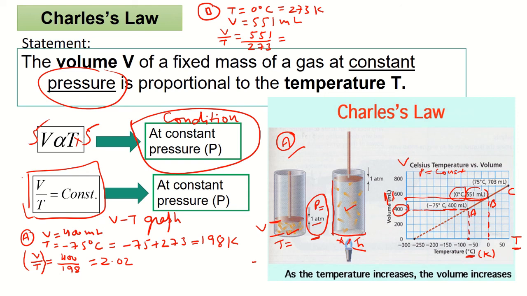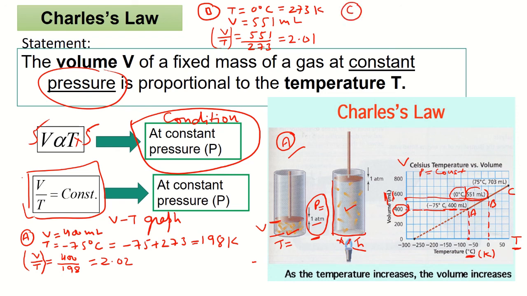551 divided by 273 comes to 2.01. This is the ratio of the volume and the temperature at point B. Now go to point C.